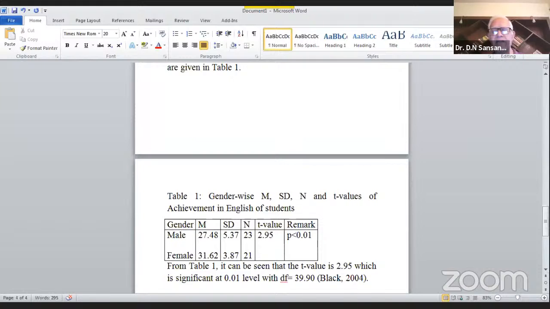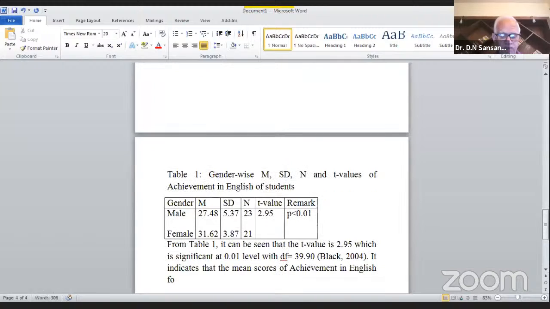Okay, so this I have written. Now it indicates that the mean scores of achievement in English, mean scores of achievement in English of male and female students differ significantly. Female students differ significantly.